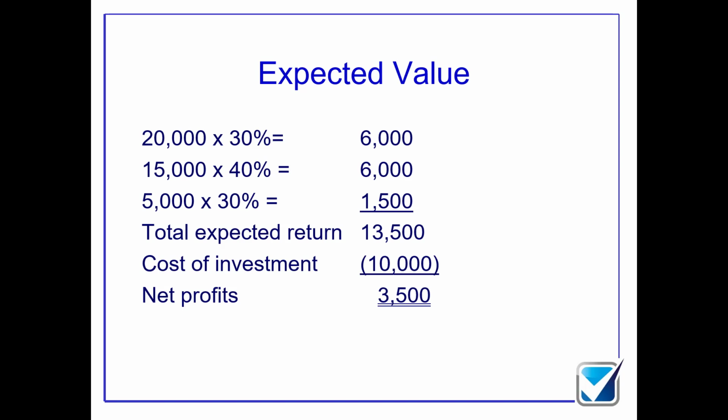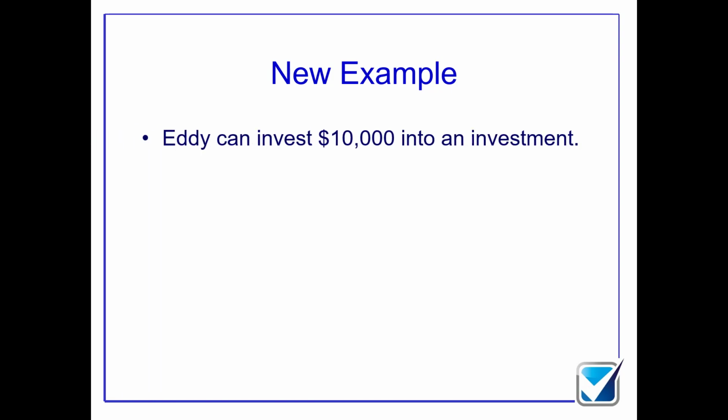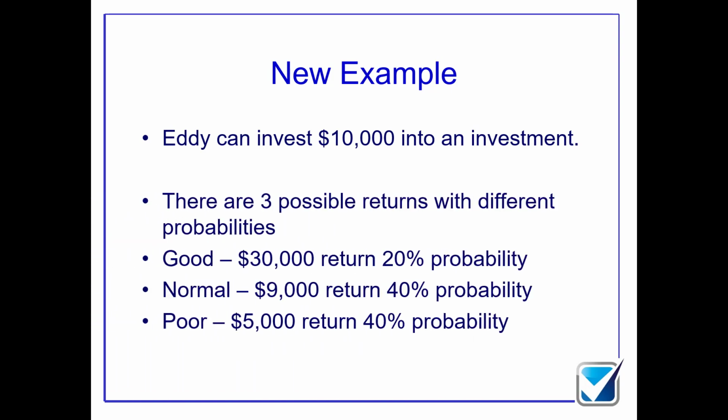Yes, it can. The other issues we've got with this type of expected value come about because of the skew of the percentage chances and then the potential returns. Now, what I've done here is we've got the potential to invest $10,000 into an investment, same as before. We have good, normal and poor returns, but now the figures are slightly different and the percentage chances are slightly different. You have a 20% chance of getting a good return, 40% of normal, and then 40% of a poor return. The normal return gives me $9,000. The poor return gives me $5,000.